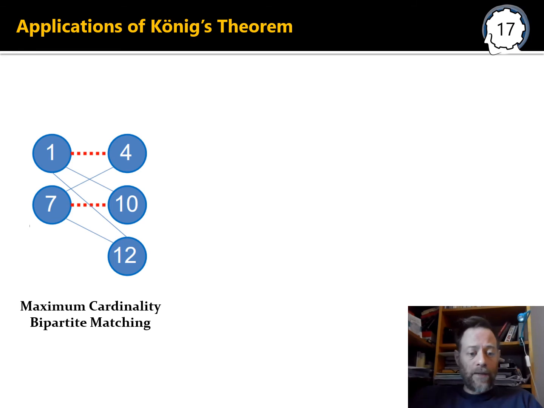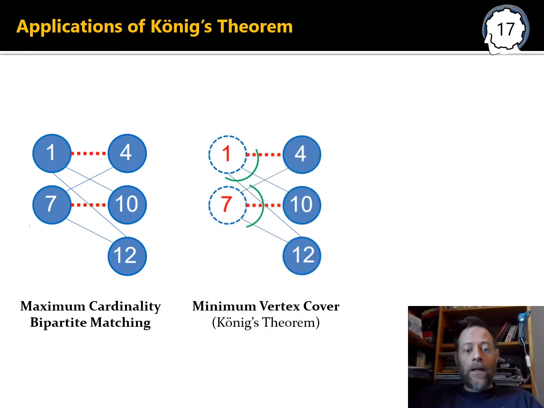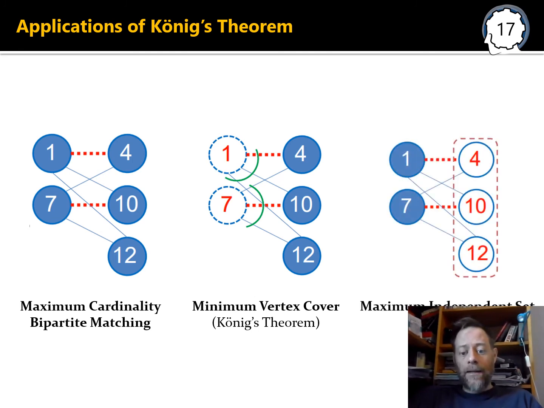So for example, we have a problem such as this. We find the maximum cardinality bipartite matching, basically the two red edges there. Then the minimum vertex cover will be the nodes to the left there, 1 and 7. If we take those two vertices, then we have covered all the edges. And then the maximum independent set is just the complement, which means that it's the remaining 3 vertices there.